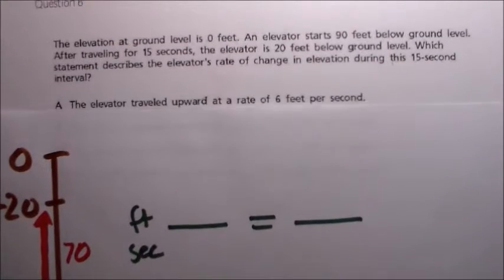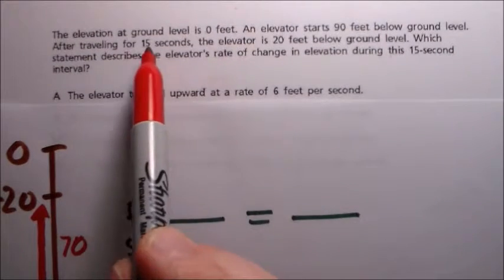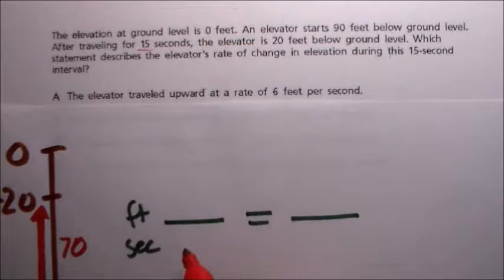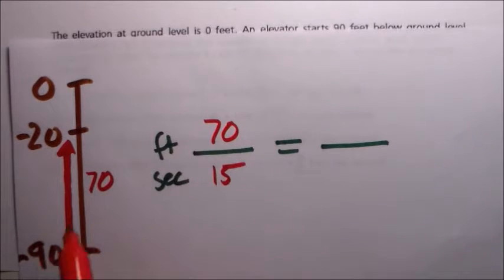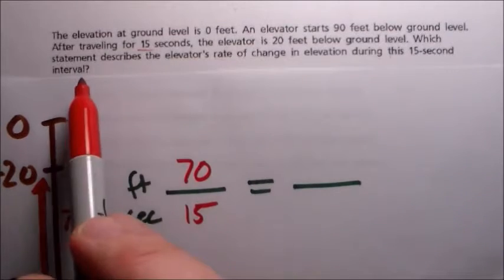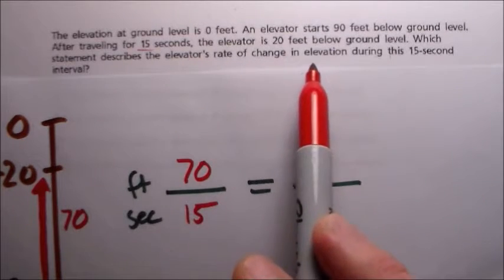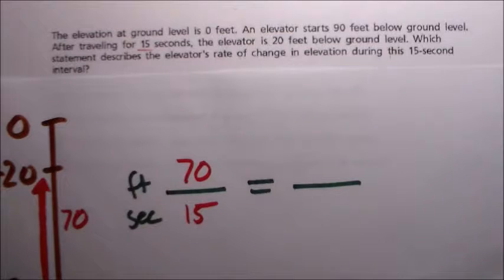So how many seconds did we travel? 15 seconds, right? And how many feet did we go up? Well, we went up 70 feet, because the difference between negative 90 and negative 20 is 70. You just think of that logically. It takes 70 to get from negative 90 to negative 20. Which statement describes the elevator's rate of change in elevation during this 15-second interval?